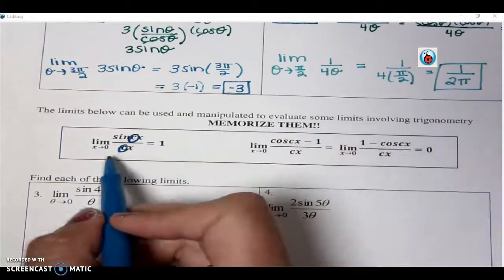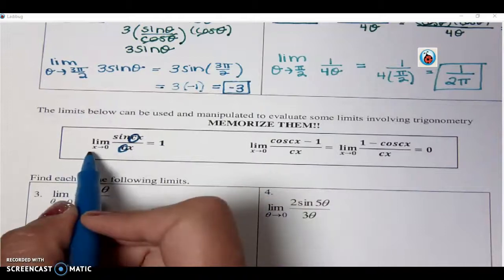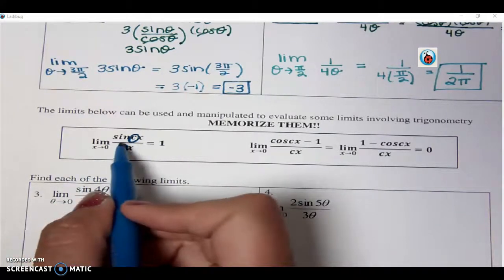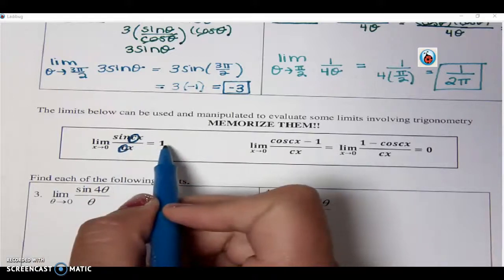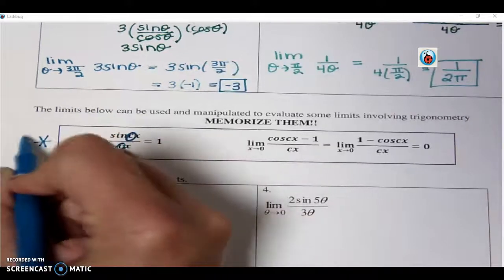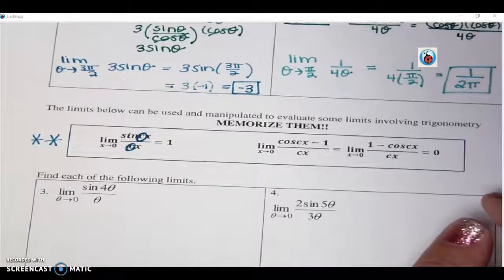So anytime you see this limit, it has to be as x approaches 0. But let's say it's sine 3x over 3x. That will always equal 1. So this is going to be super important. That's going to be your most common one.